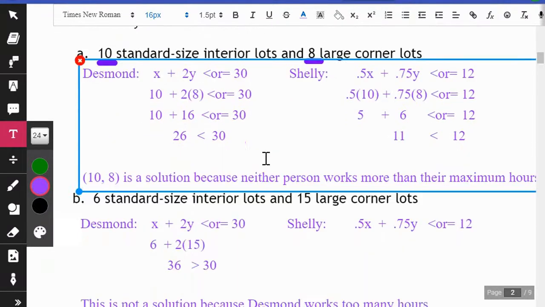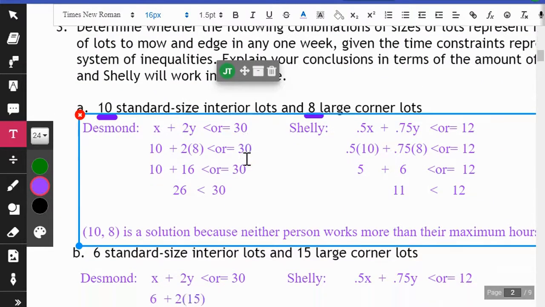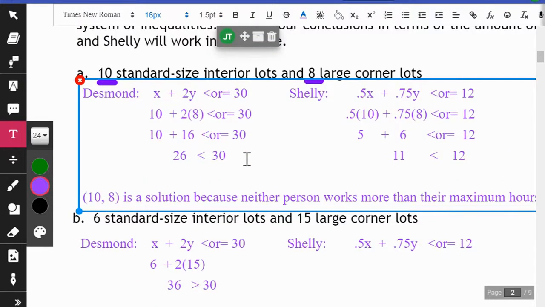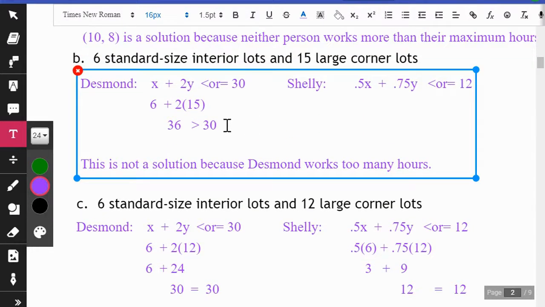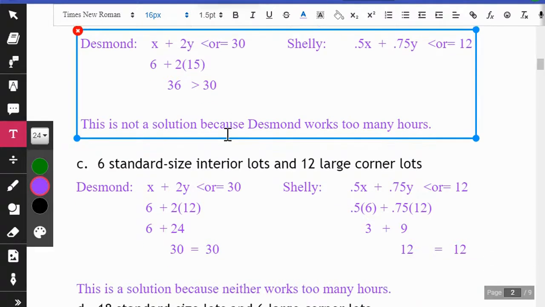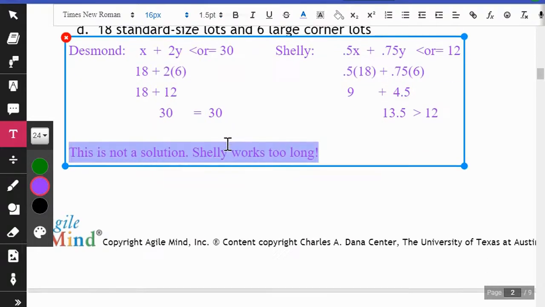So hopefully that makes sense. We've had all the situations. This is when both can do it. It's within their constraints completely, with less than enough total hours. We've got one where one person can do it, but the other can't. Desmond cannot manage this. I never checked with Shelley, but it doesn't matter. This one works for both of them, but it's right on their top end. They can't work any more. And this one doesn't work because Shelley works too many hours.